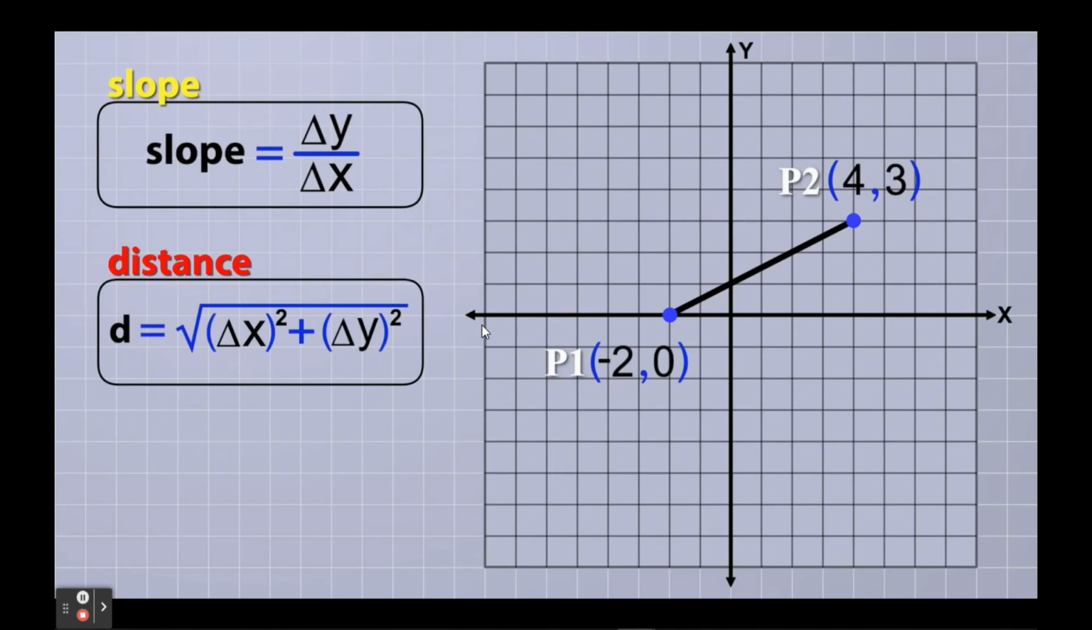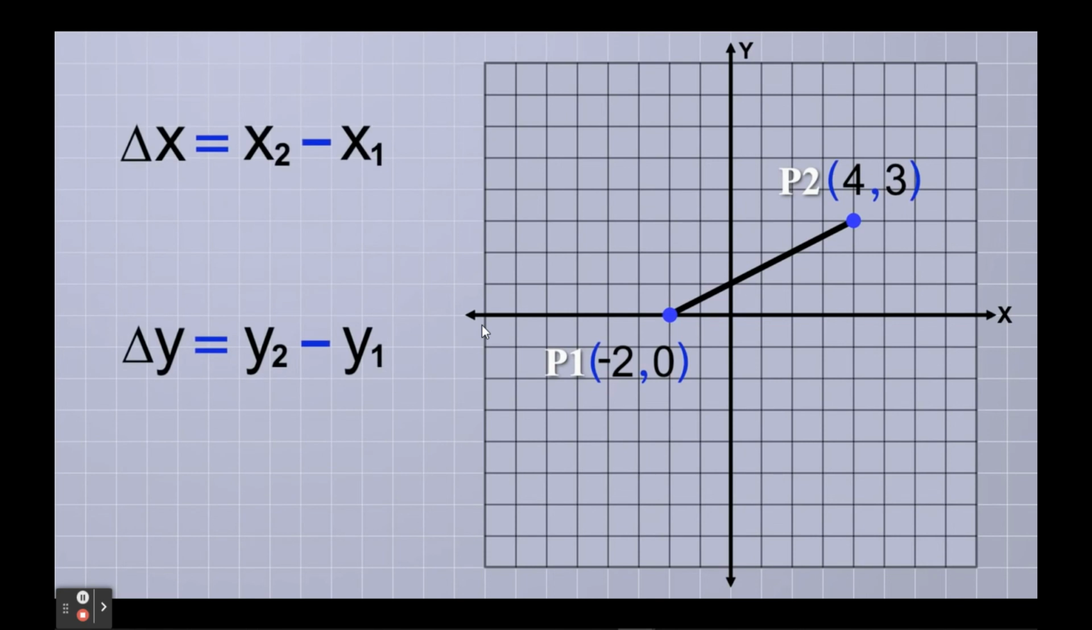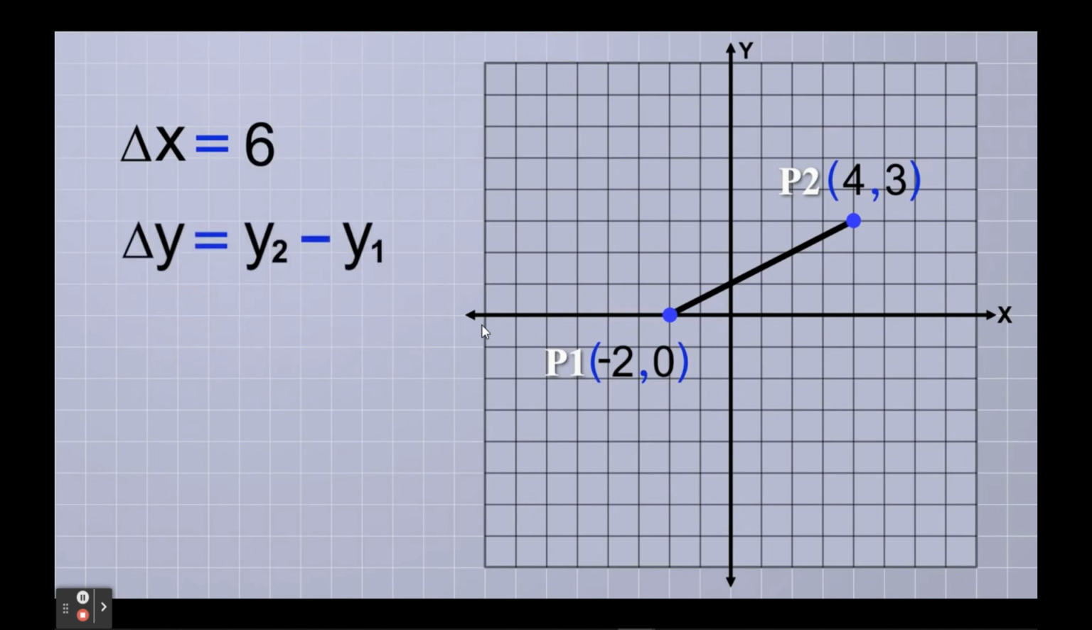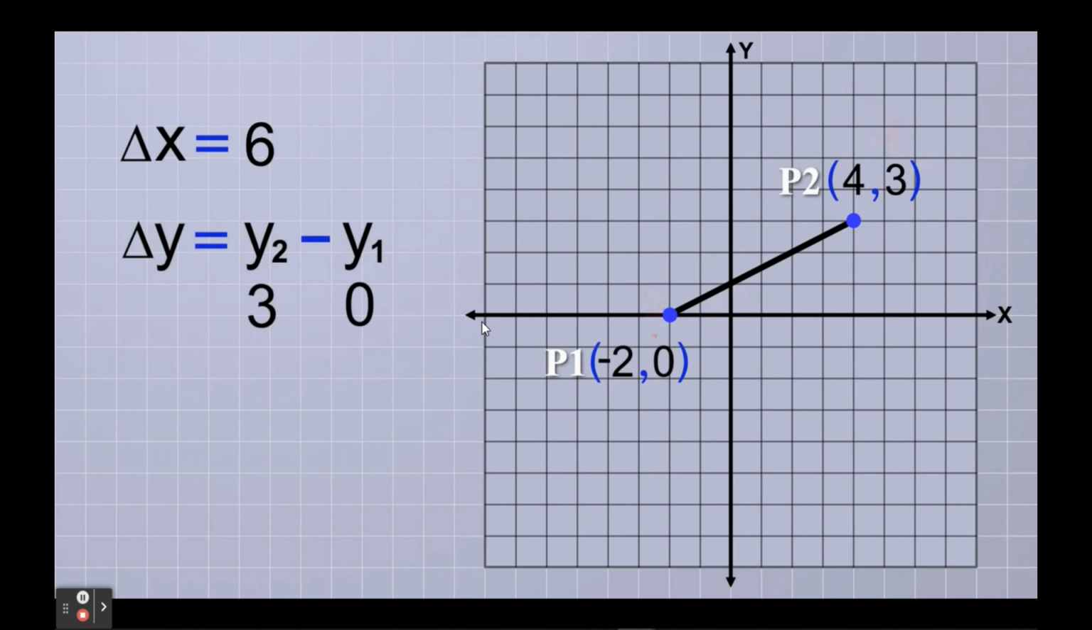The equations for slope and distance both use delta x and delta y, so let's calculate those values first. Delta x equals x2 minus x1. And in this problem, x2 equals 4, and x1 equals negative 2. So delta x equals 4 minus negative 2, which is just 6. Next we calculate delta y. Delta y equals y2 minus y1. And in this problem, y2 equals 3, and y1 equals 0. That means delta y equals 3 minus 0, which is just 3.